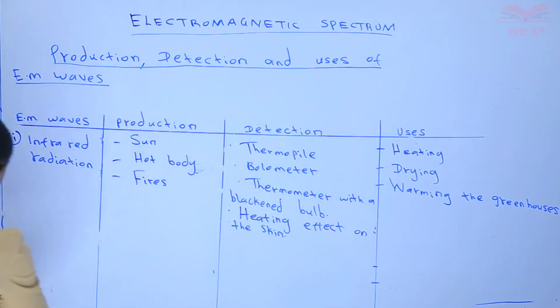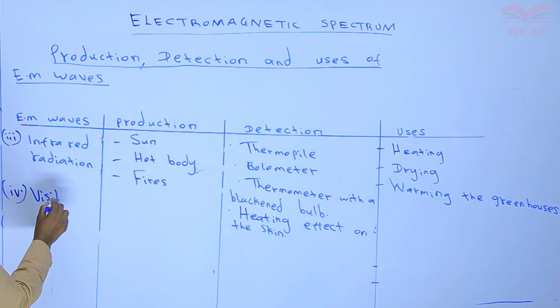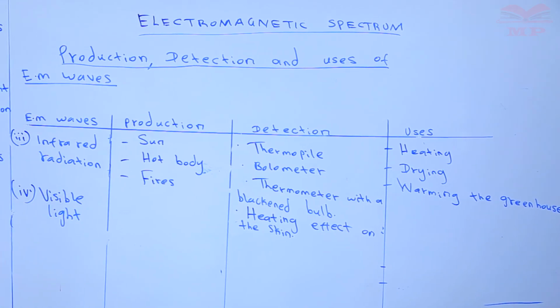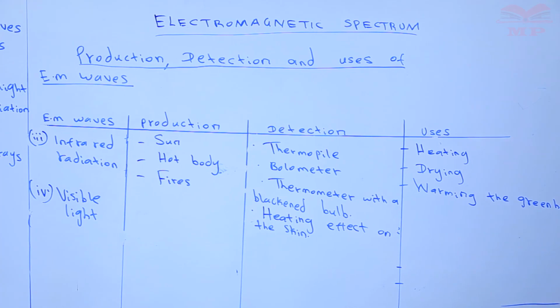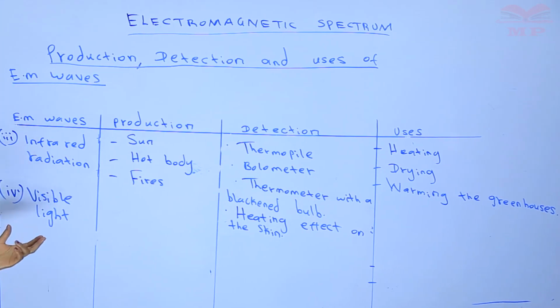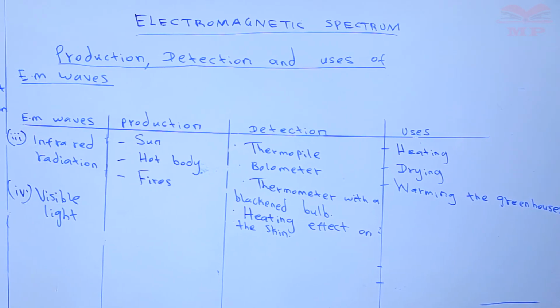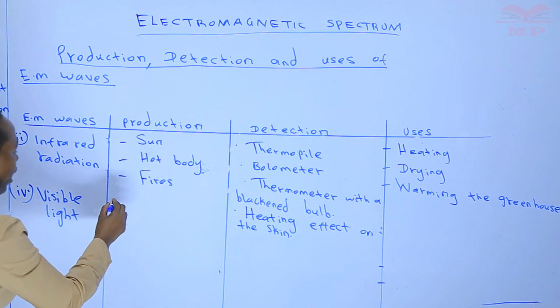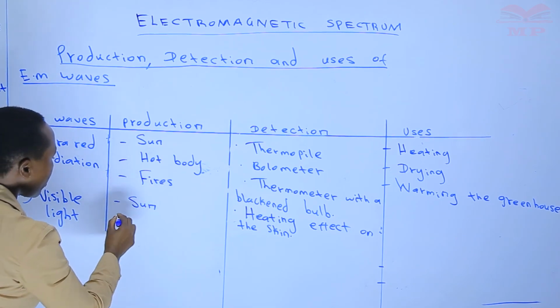Then we move on to the other type of the radiation, number 4, the visible light. And remember, this visible light is simply the light that you are using to see what I'm writing here. So how is it produced? We have various sources of the visible light, and the major source is the sun.